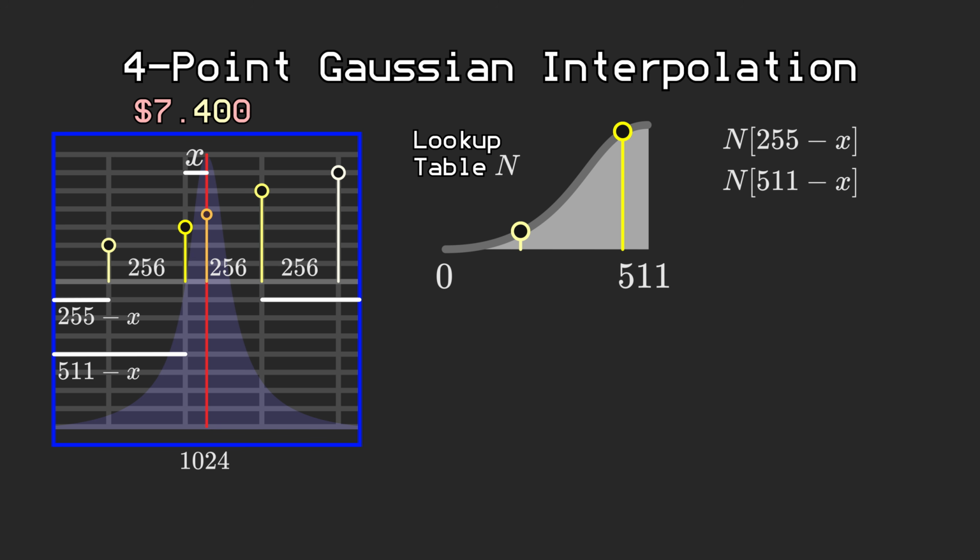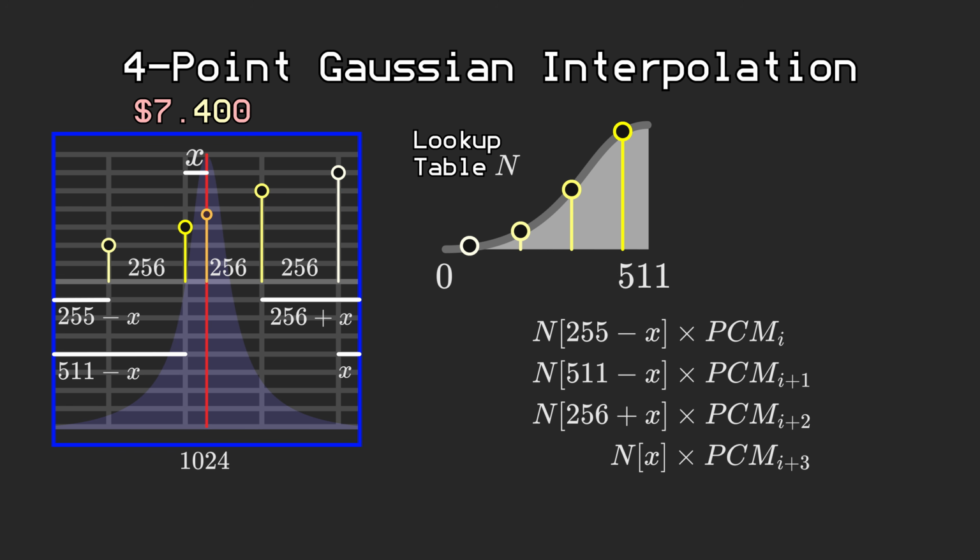The third sample point uses index 256 plus x, since the curve is reversed on this side, and the fourth point just uses index x. The 15-bit sample points are multiplied with the 11-bit bell curve values, then the top 16 bits of each result are summed together. And the final result is cut in half to make a 15-bit value, which is what is fed to the voice mixer.